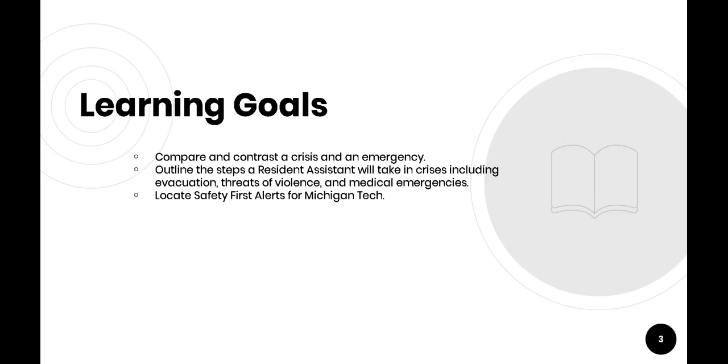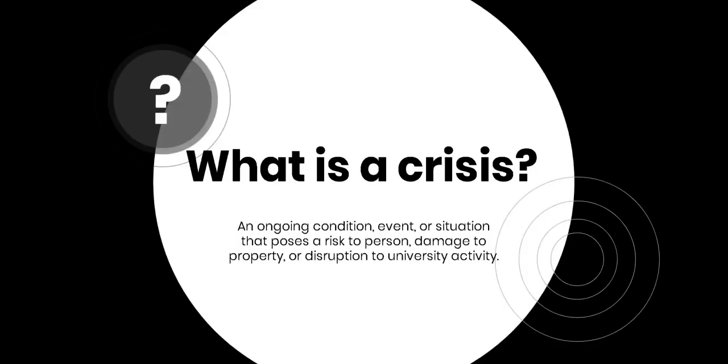So we want to compare and contrast an emergency and a crisis. They are subtly different, and the way that we think about them will be different, and your role in a crisis versus an emergency will be different. And then outlining steps a resident assistant will take, including evacuation, threats of violence, and medical emergencies. And then lastly, we'll be using Safety First alerts so that you can find those and hopefully add to that, sign up for those, and then so that you can help other students find those.